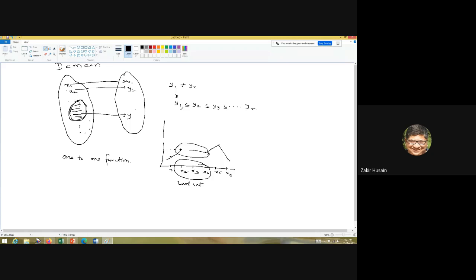So that's your answer, right? One to many and many to many. Now tell me, how did you define a function? What type of mapping? One to one and many to one. So many to many is a mapping, but it cannot be a function.